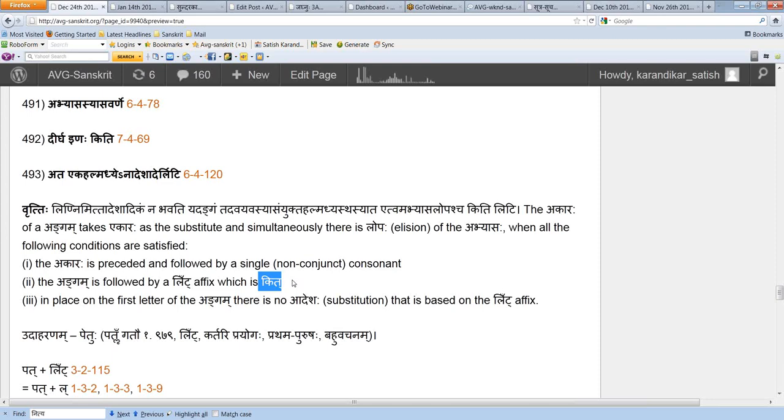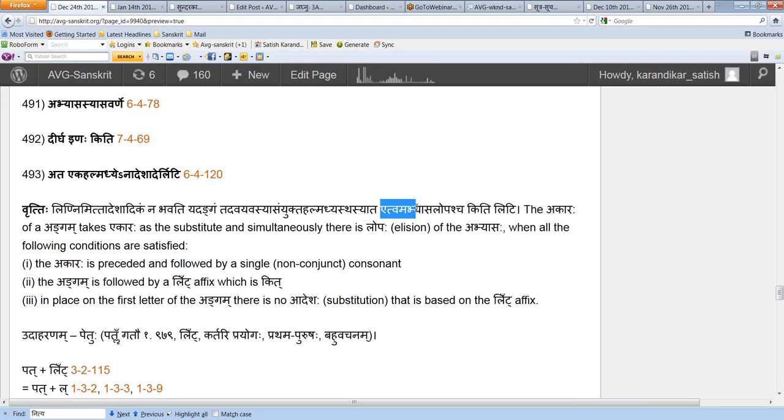It says etvam abhyasa lopascha. The abhyasa takes lopaha. And in place of the akara, the madhyavarti akara, this etvam, ekara adeshaha. And these two happen simultaneously. So there is abhyasa lopaha, and the akara becomes ekaraha when all these conditions are satisfied.